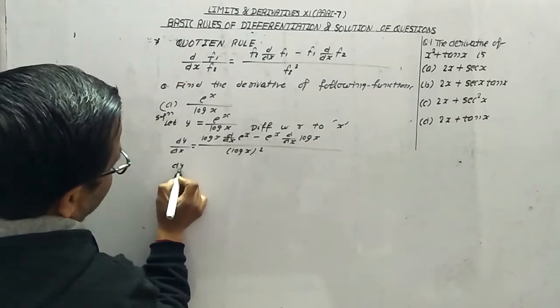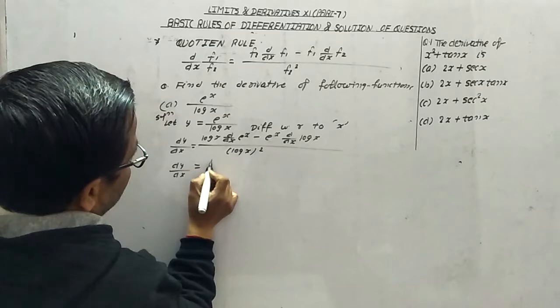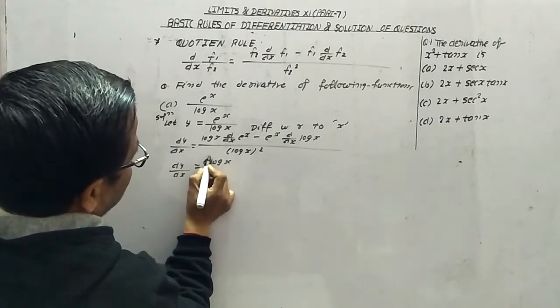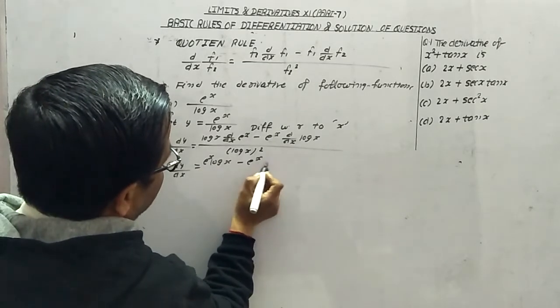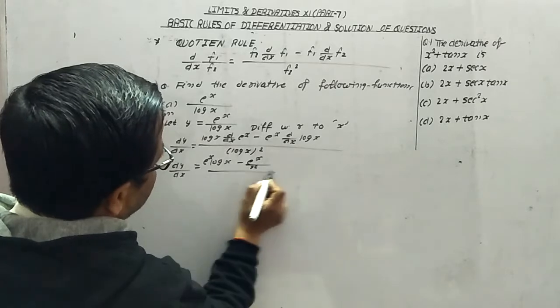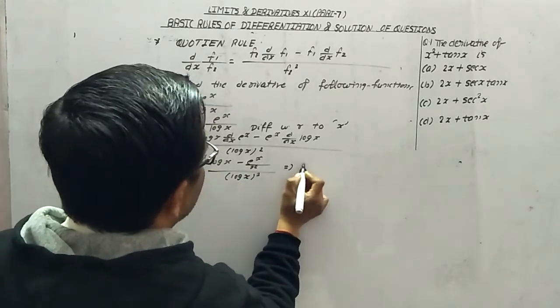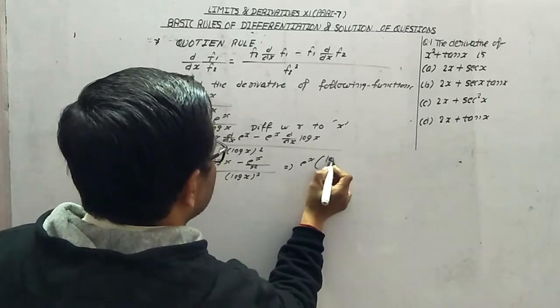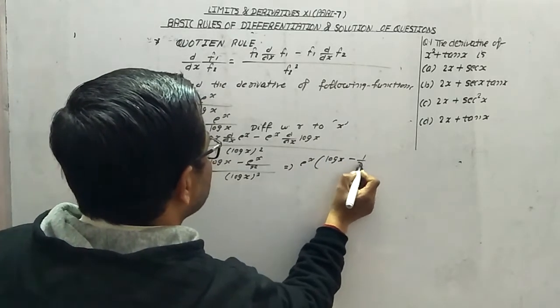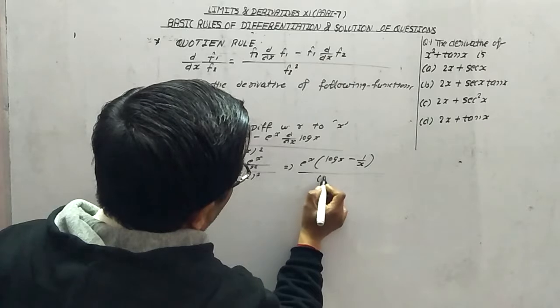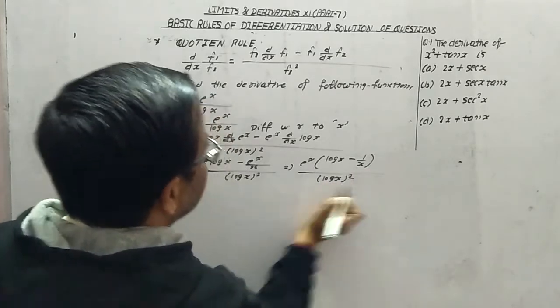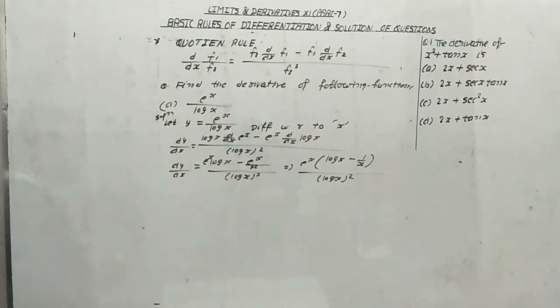It means dy by dx is equal to log x into e raised to power x minus e raised to power x. What is the differentiation of log x? 1 upon x, and this is over log x whole square. What is the common term here? e raised to power x. This becomes e raised to power x into log x minus 1 upon x, upon log x whole square. And this is the answer for this part. Now look at one more example to understand this rule.